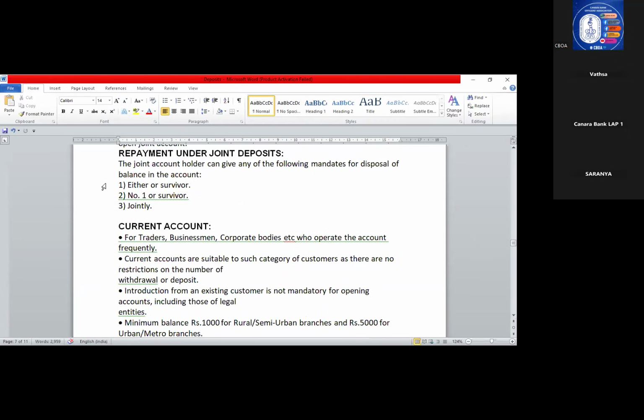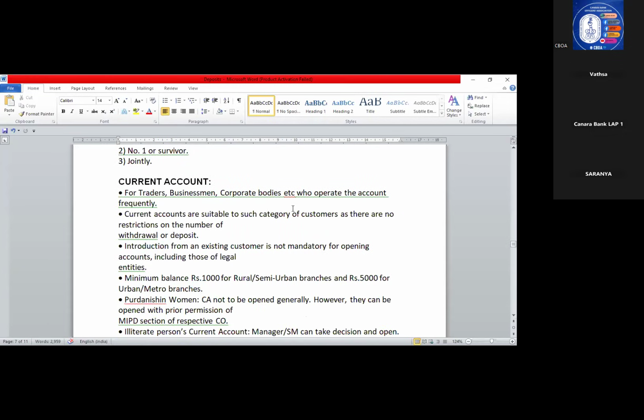Okay, these are the 3 conditions for the joint accounts: either or survivor, number 1 or survivor, or jointly. Update the details in SIM 28 properly so that in future, whenever the account is closed or whenever the deposit is closed or whenever any death claim has to be settled, all these things will depend on this only. If the conditions are not properly updated, then the branch will find it hectic to close the account.